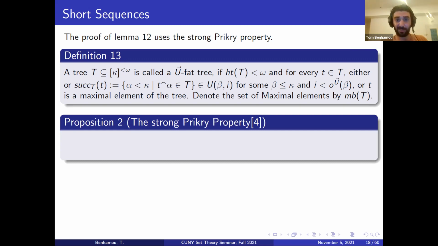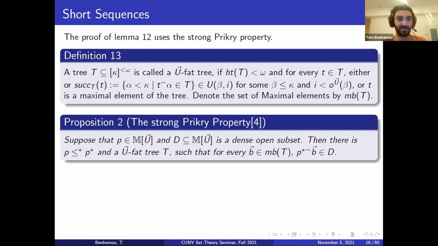So what is the strong Prikry property? Basically, if you split a tree on some measure 1 set which appears in U, this is the old definition. So what is the strong Prikry property?